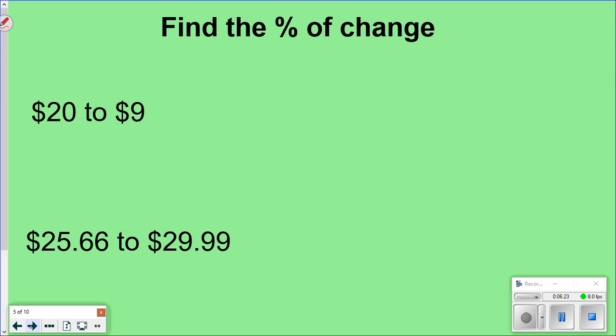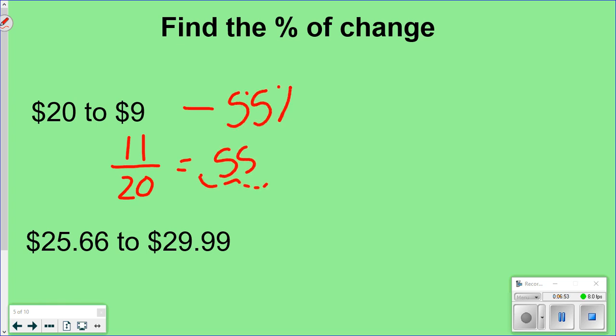So the first, I know it was a decrease because I went from 20 to 9. Let's say this is maybe a few dish towels or something. I'm going to buy dish towels for $20, and oh, I went back and they're $9 now. They're on sale. So 20 to $9, I'm going to find the difference. I know my difference is $11. My original, what I first saw them at, was 20. This is going to turn out nicely. 11 divided by 20 is 0.55. Move my decimal 2 spaces, so it should be 55%. That means it was a decrease of 55%.